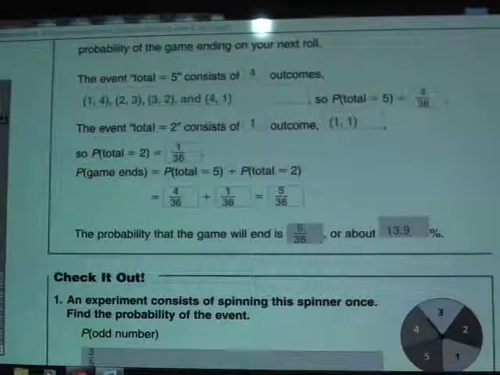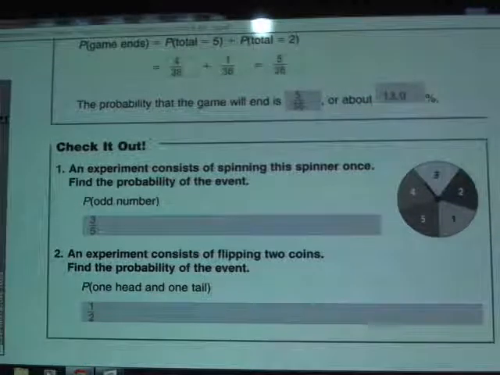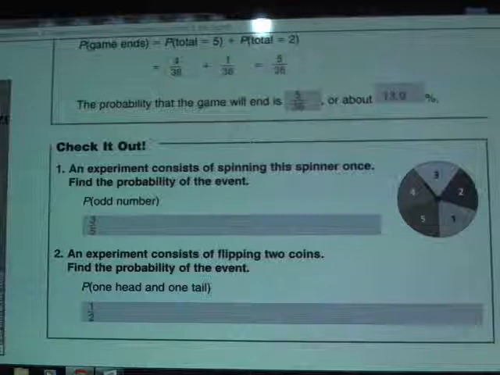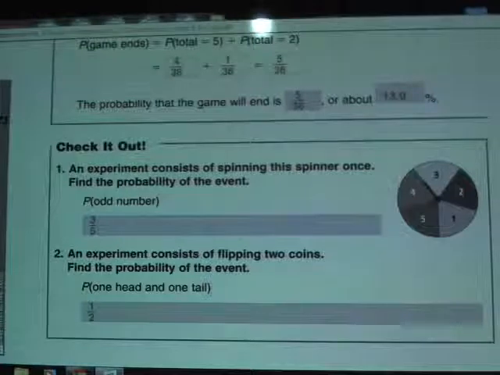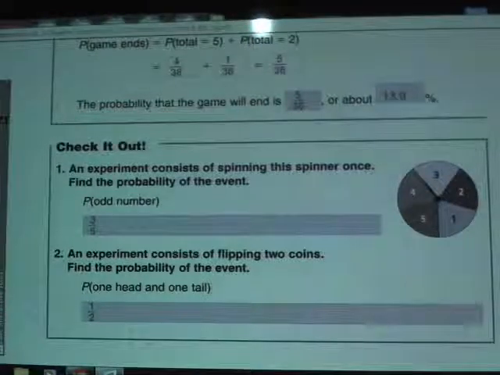All right, so let's go ahead and finish this up by looking at the check it out examples. Number 1 says an experiment consists of spinning the spinner once, and we're supposed to find the probability of getting an odd number. That's the same spinner we saw before, 5 equal segments, so we don't have to do anything fancy with this one. As far as the odd numbers go, there's 3 of them, 1, 3, and 5. So 3 winning scenarios because there's 3 odd numbers, compared to the total number of possibilities, well, there's 5 total things on there, so 3 out of 5. And again, that's the theoretical probability, not the experimental probability. The experimental probability would be me actually sitting there and spinning.